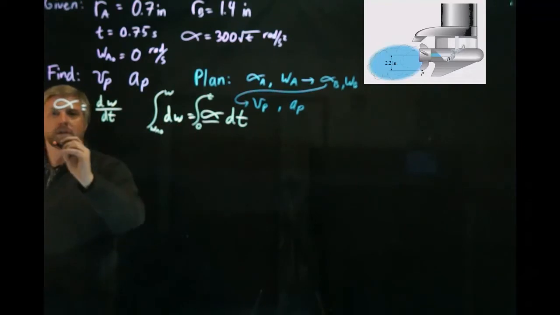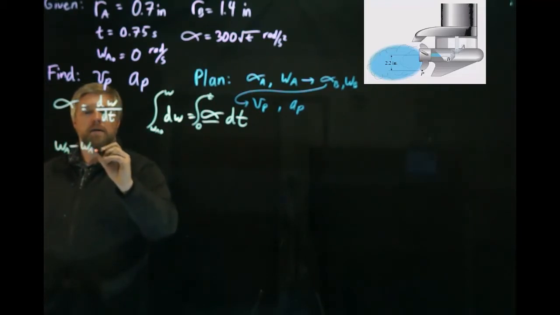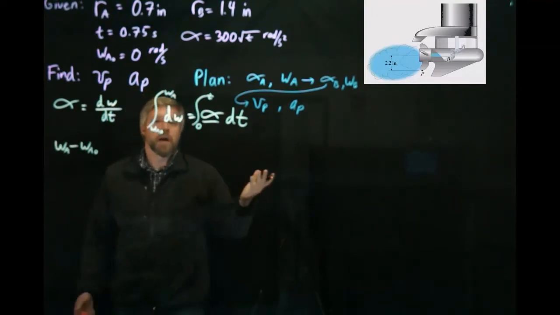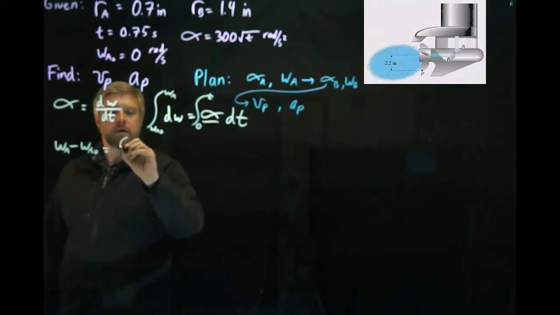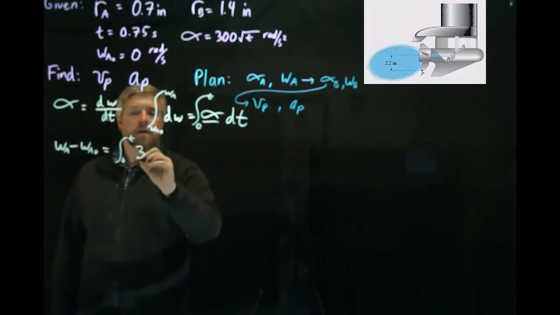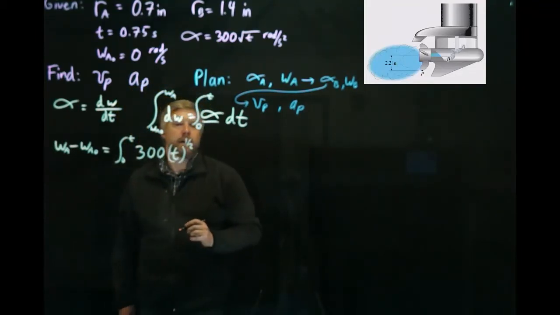On the left-hand side, we just get omega minus omega A naught. Call this omega A just to differentiate it from omega B. And on the right-hand side, it's equal to the integral from 0 to t of alpha, which is 300 times the square root of t. I'm just going to write that as t to the 1/2, to make it easier to integrate, dt.